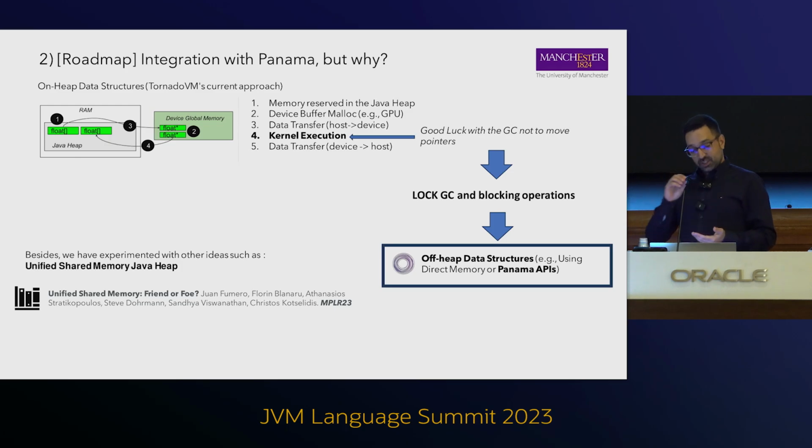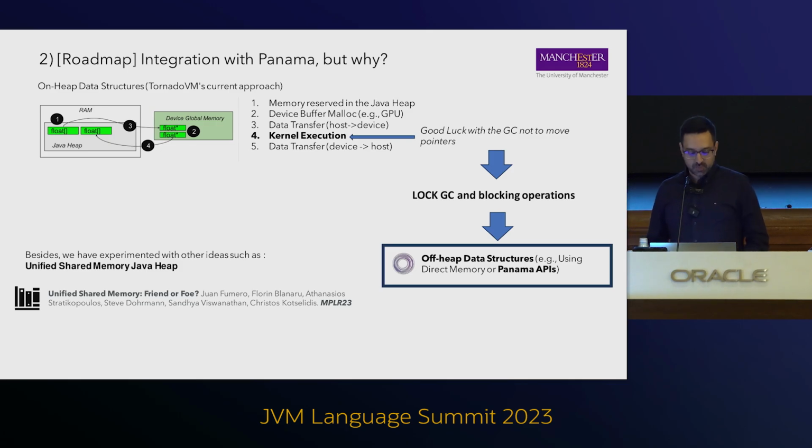Is that in order to invoke the kernel, because they have separate spaces, the GC must be locked. Otherwise, we might risk the GC coming in and moving data while the GPU application is running. We don't want that. So Tornado, as well as Apache and other frameworks, we lock the GC. And in order to avoid that, we go through Panama to offer off-heap data structures. I think that's the way to go.